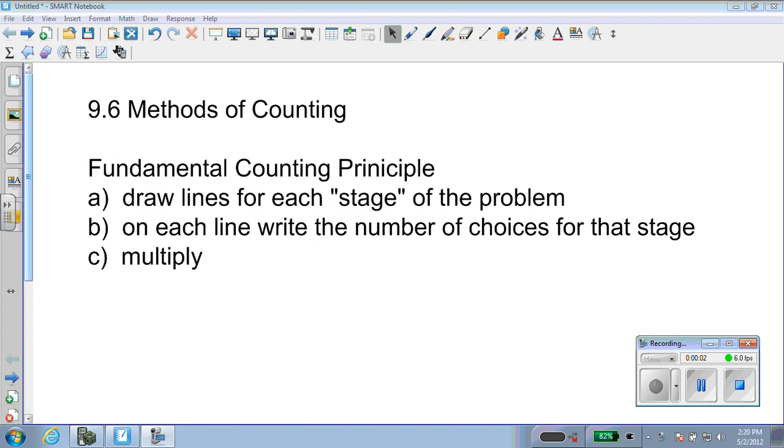Today we're going to talk about methods of counting using the fundamental counting principle. In order to use the fundamental counting principle, basically you draw lines for each stage of the problem. On each line, you write the number of choices for that stage, and then you multiply. Let's take a look at some problems. You'll definitely need a calculator when you're doing this.